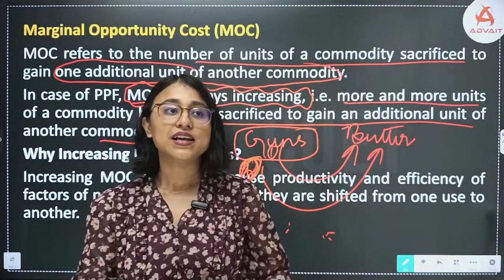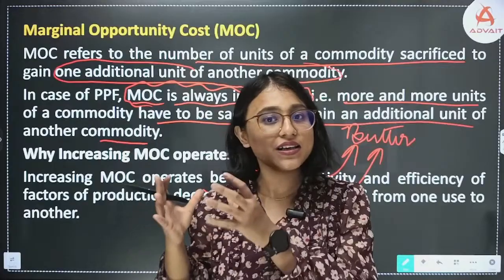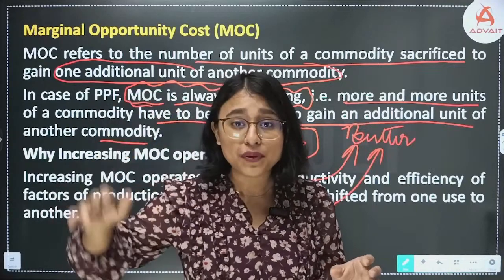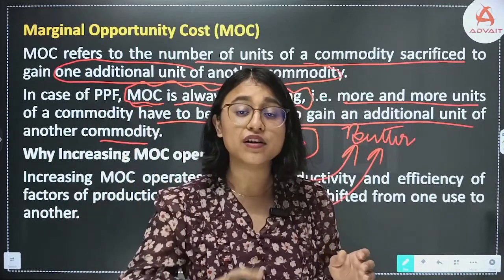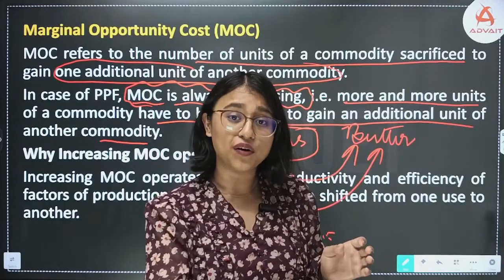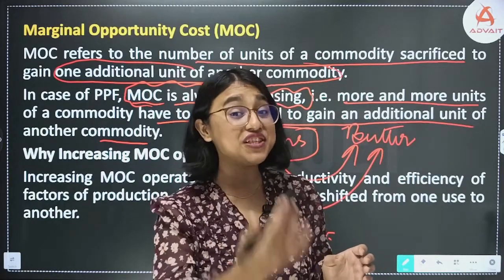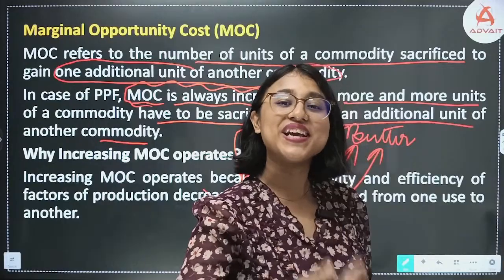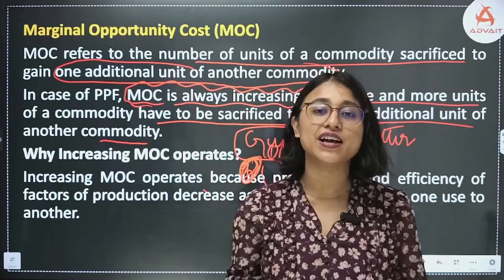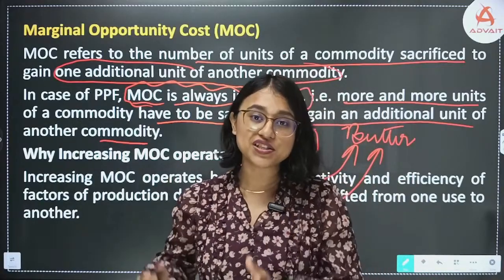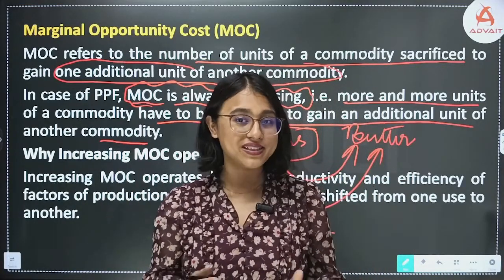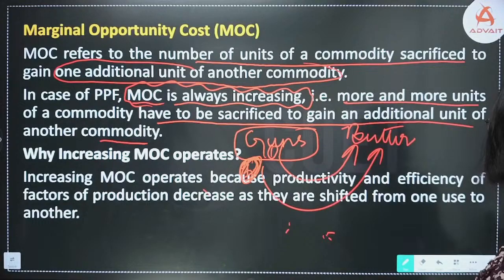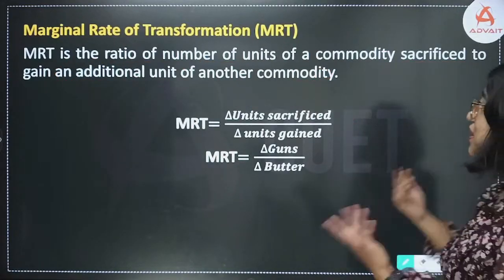Which means their efficiency to make gun is more, but their efficiency to make butter is less. And therefore, more and more people making guns will be required to make an additional unit of butter. বুজি পাইছা? Because their efficiency in making butter is lesser. As a result, more and more is sacrificed to gain an additional unit of one commodity, and as a result, there is always increasing marginal opportunity cost that operates in the economy. I hope this much is clear with you. Let's move to the next slide. Let us understand what is marginal rate of transformation.